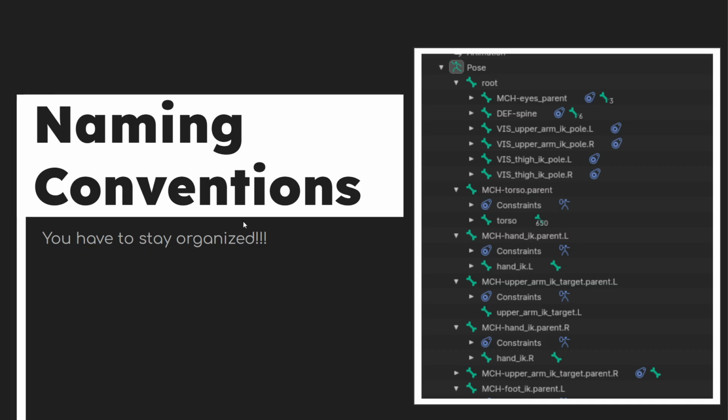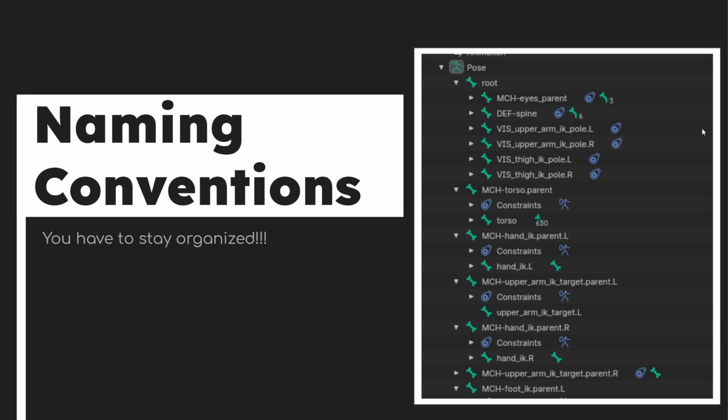So naming conventions. This is how you stay organized. This is not just for rigging. This is for anything you're doing. Not even just 3D, naming conventions are very important. Especially though for 3D when you have a lot of objects in the scene. And especially for rigging when you have a lot of different bones, and a lot of the same bones that are used for different things, right?